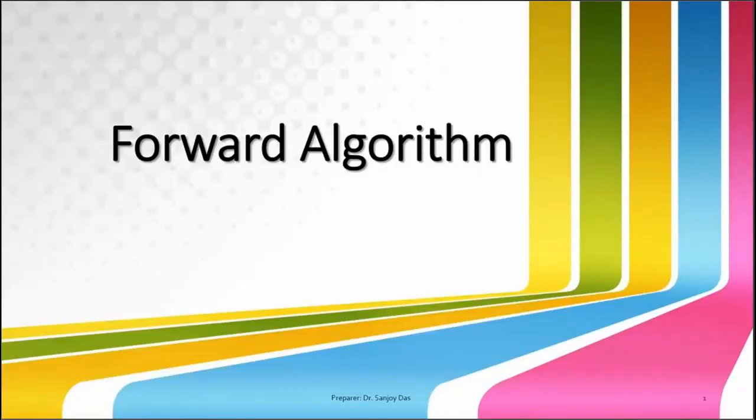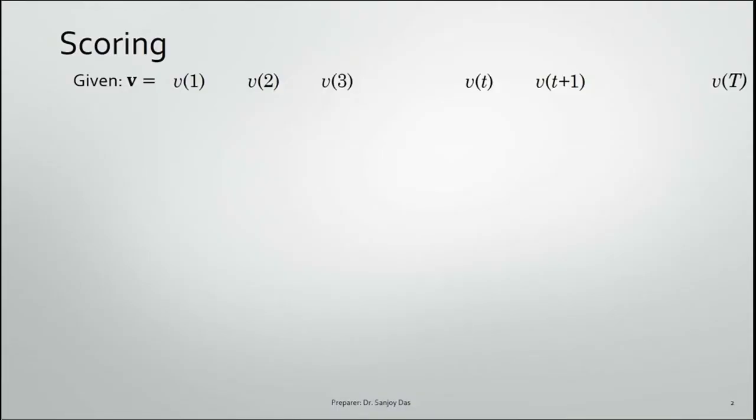Let's look at the forward algorithm for hidden Markov models. Our goal is scoring. So we are given a sequence of symbols V, which is V1, V2 until VT. So we have uppercase T time steps. And our goal is to find the probability of V.